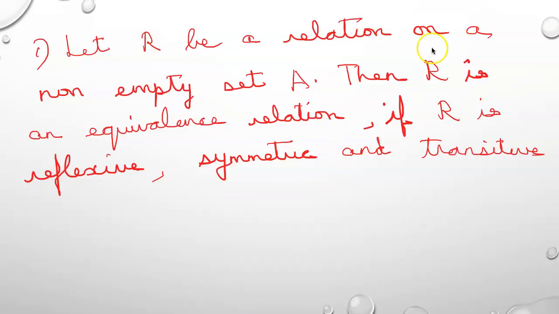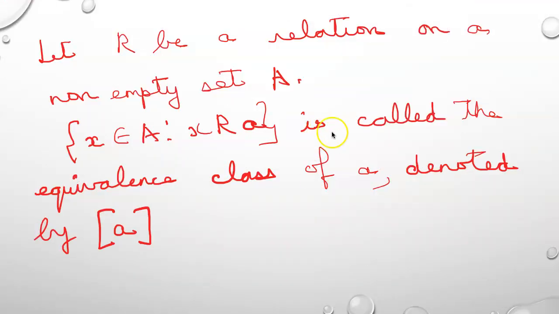If R is a relation on a non-empty set A, R is an equivalence relation if R is reflexive, symmetric and transitive. And the set of all elements X such that X is related to a, if R is an equivalence relation, is called the equivalence class of a, denoted by this symbol. So this stands for the set of all elements which are related to a given that R is an equivalence relation.